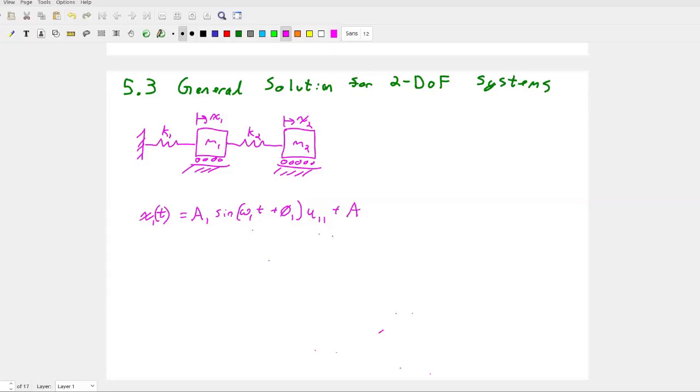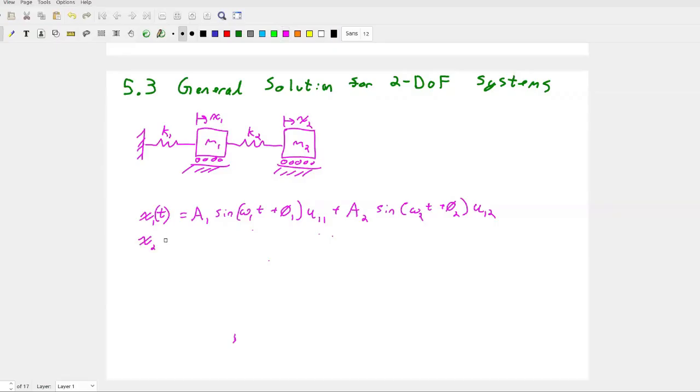plus A2 sine of omega 2. So that's the natural frequency of my second mass, multiplied by my time, plus my phase of my second mass, all in closed parentheses, all multiplied by u1, 2. And so that's my modal element for mass 1 for my mode 2.